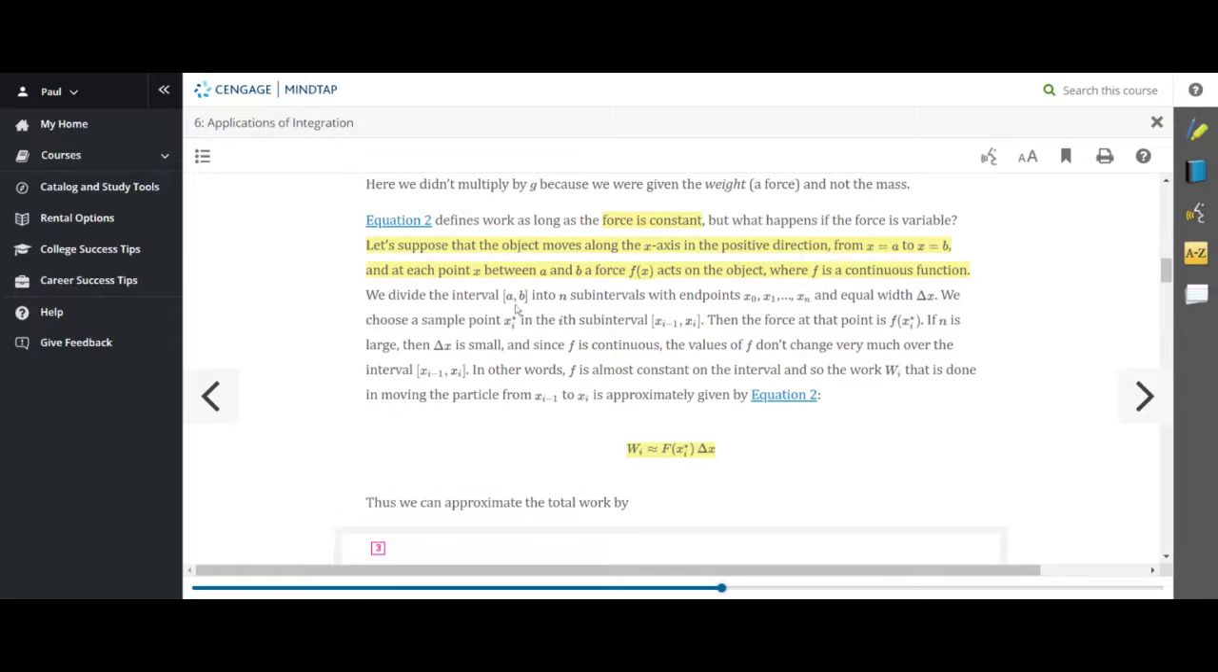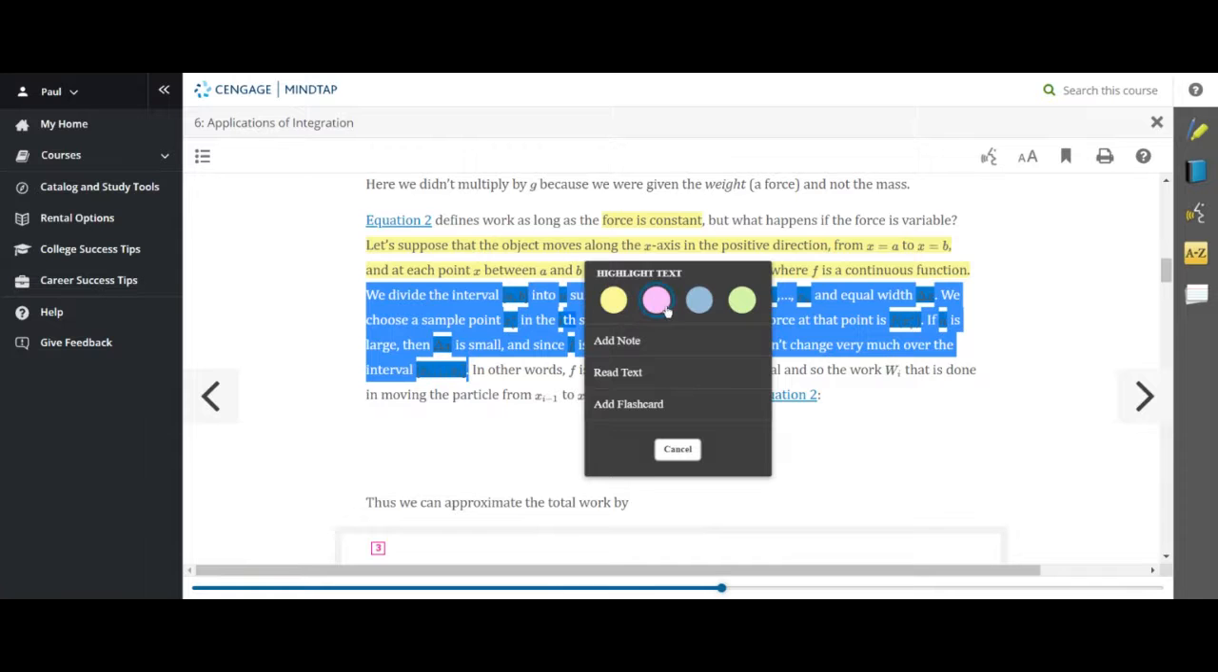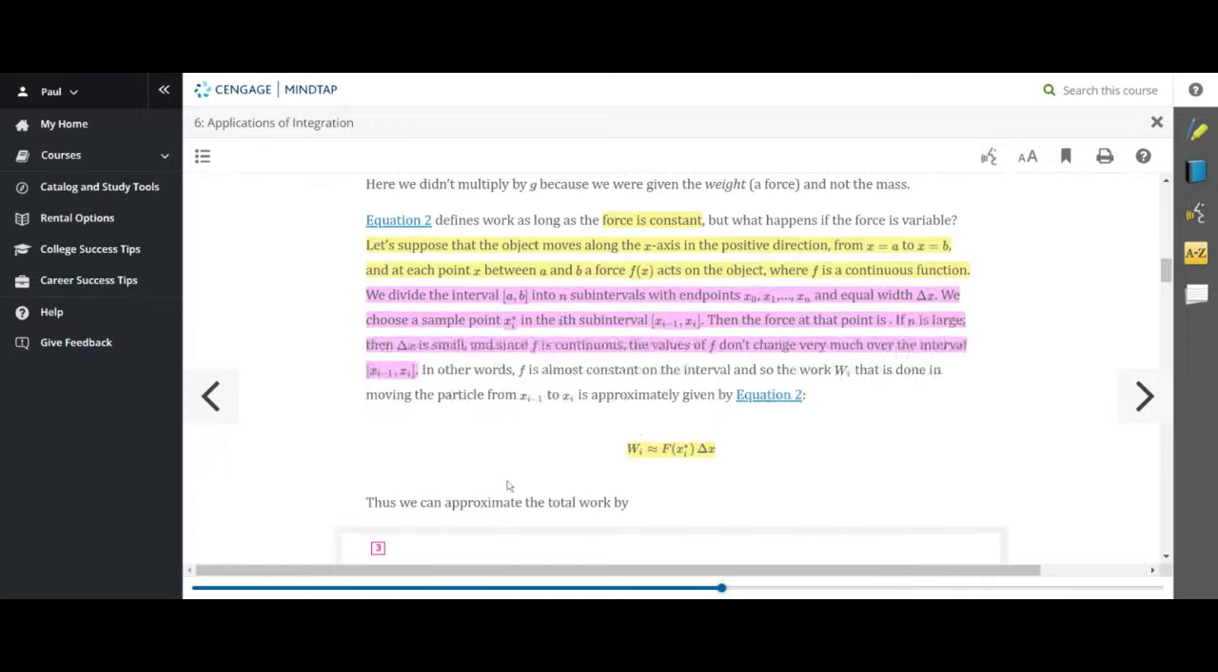We can take that interval from A to B and divide it up into subintervals. For each subinterval, we'll choose a point in the subinterval, and then we'll compute the force at that point. So you'll have f of x sub i star. All right, if n is large, then delta x is small. So over the subinterval, the force doesn't change too much. So what would the work be over the subinterval?